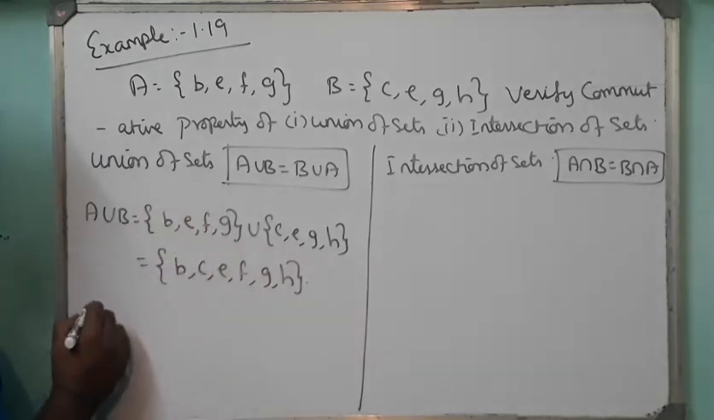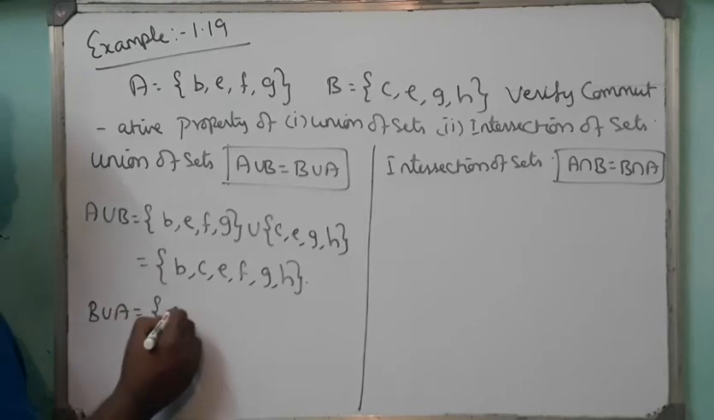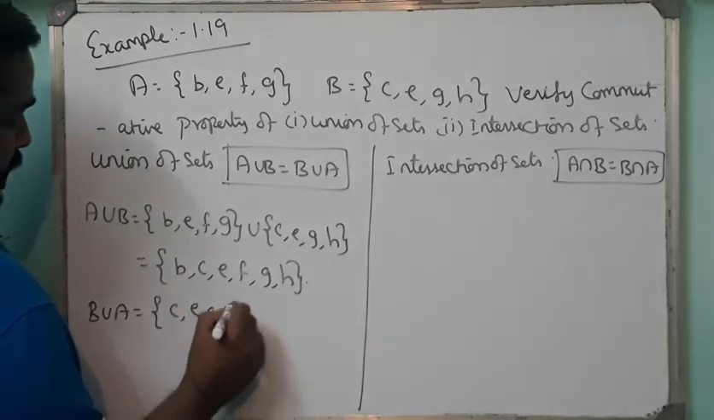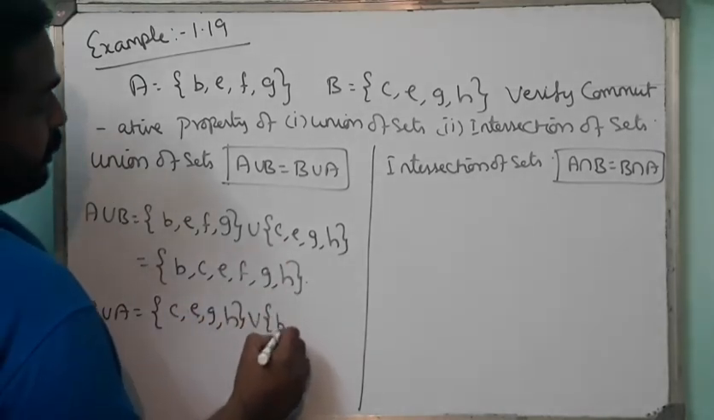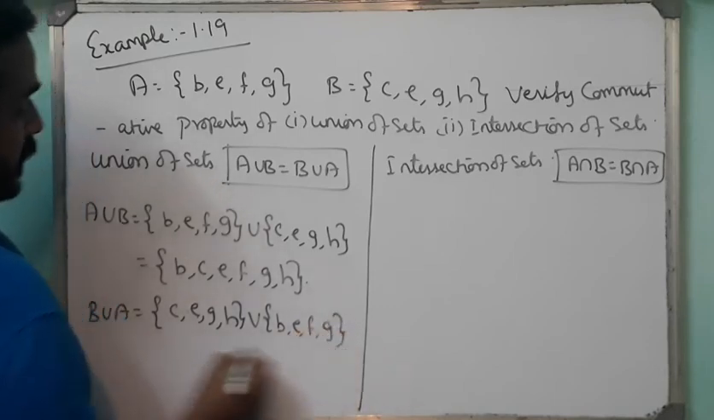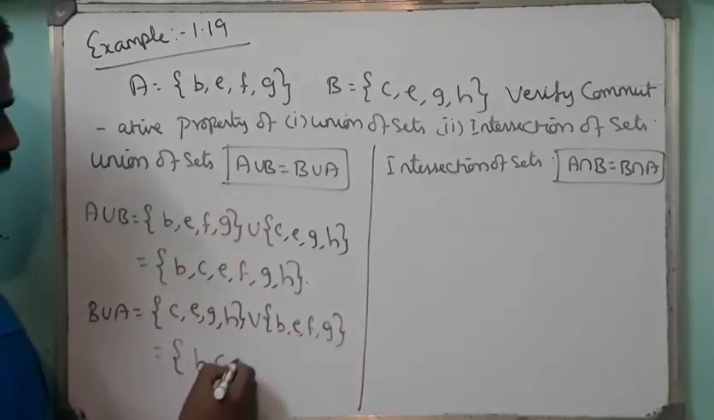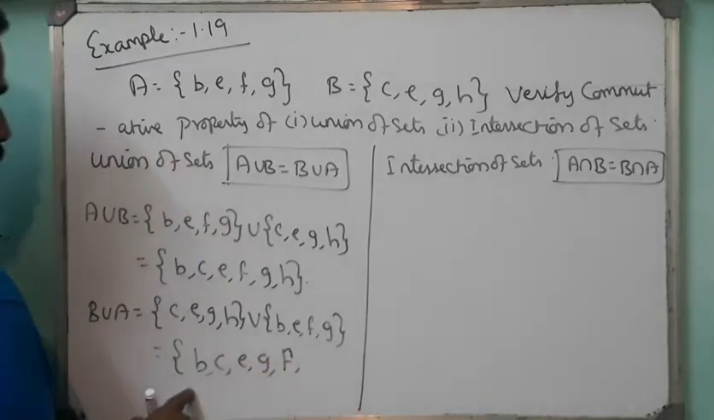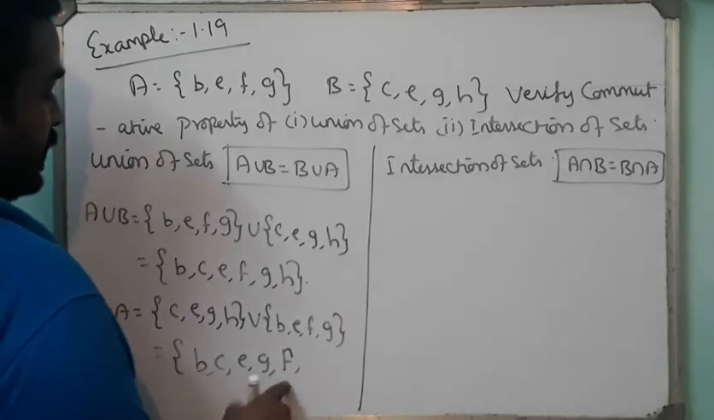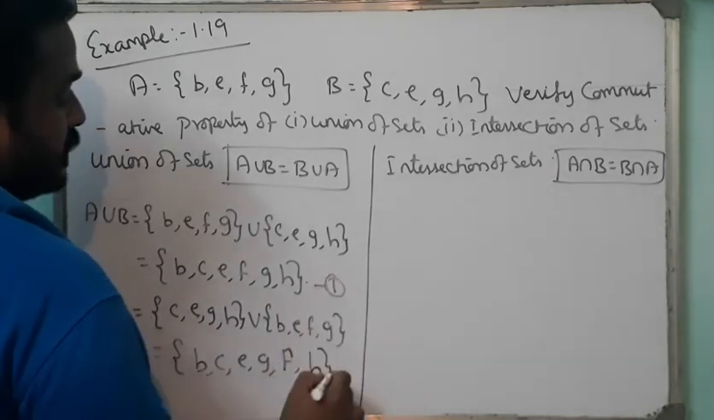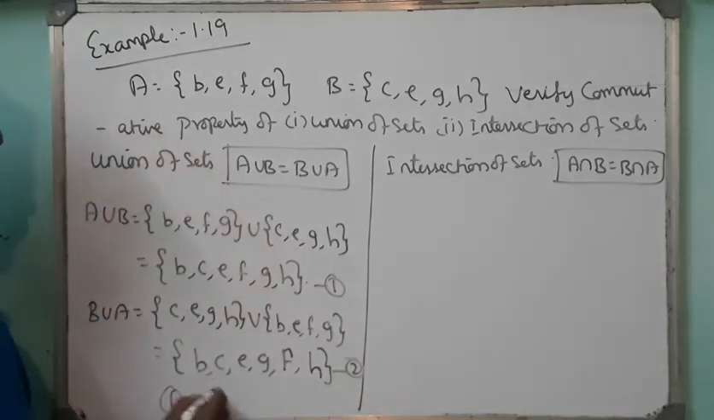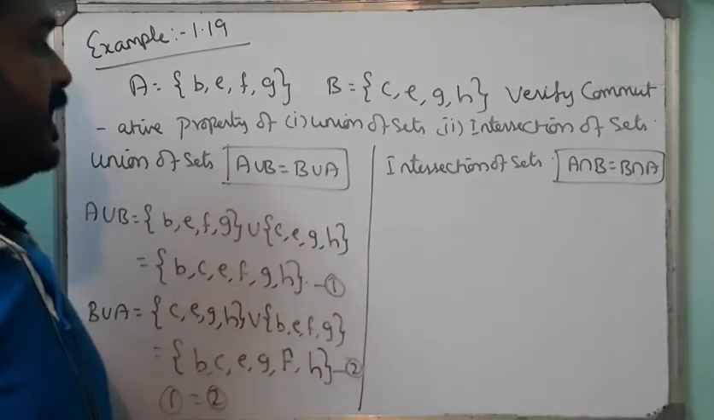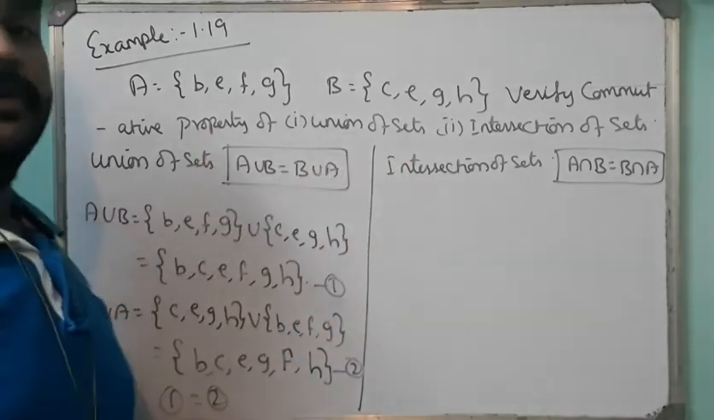Then find out B union A. B union A equal to, find out the B set first. C, E, G, H union A set, B, E, F, G. So union set போட்டு பாருங்க. B வரும், C வரும், E வரும், G வரும், F வரும், B, C, E, G, F, H வரும். So this is 1, this is 2. So இங்க 1 equal to 2 வந்துருச்சா பாருங்க. 1 equal to 2, therefore LHS is equal to RHS, therefore A union B equal to B union A. Commutative property of union of sets is verified.